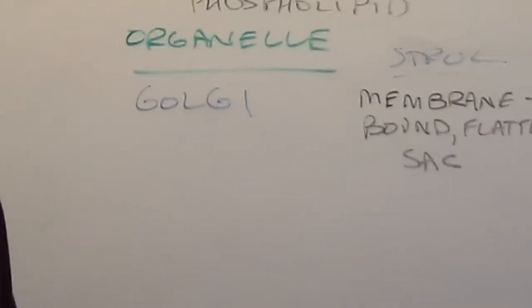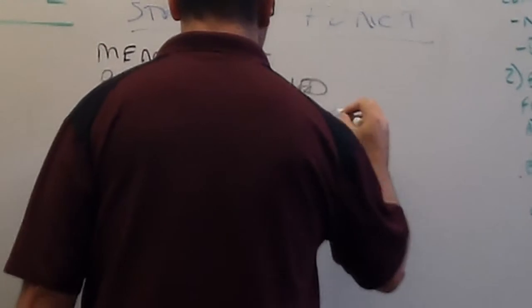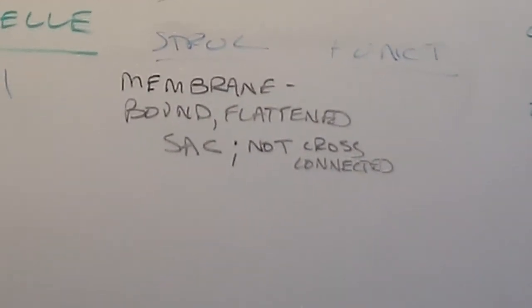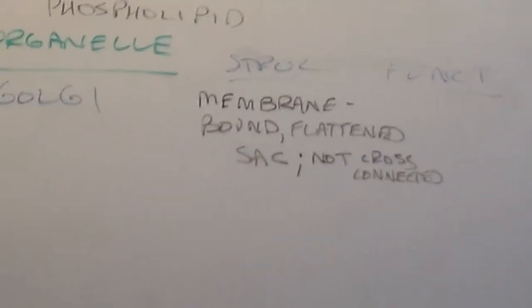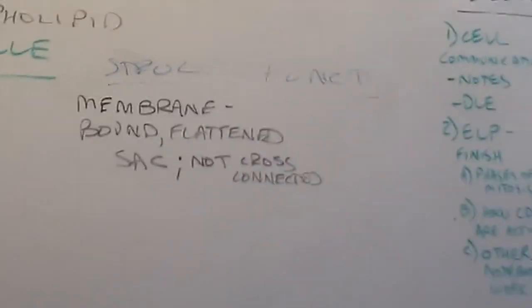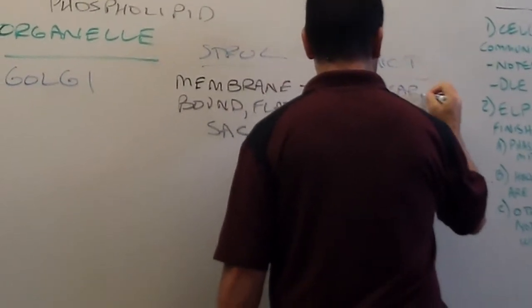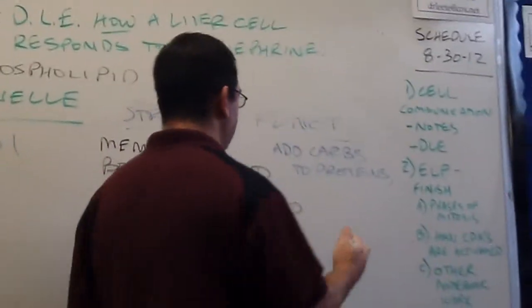Cross-connected organelle. Function. Modify and sort. What is it modifying? Proteins. Modify proteins by adding carbohydrates. Add carbs to proteins. That's the modify. Then what's it going to do with them? Sort and ship.